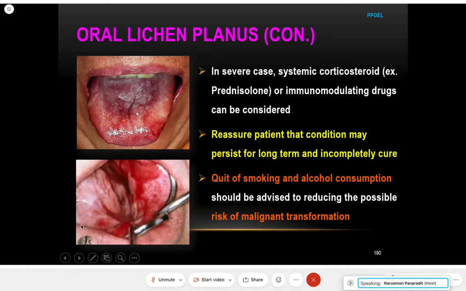Okay, so again, reassure the patient. You need long-term follow up, and they should stop smoking and alcohol consumption together, because it's a potentially malignant disorder.